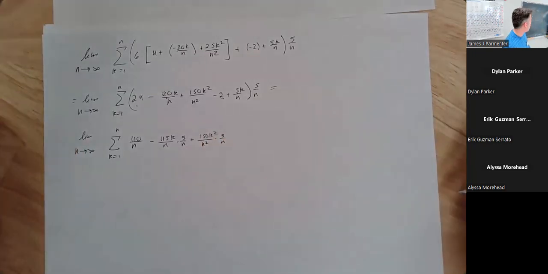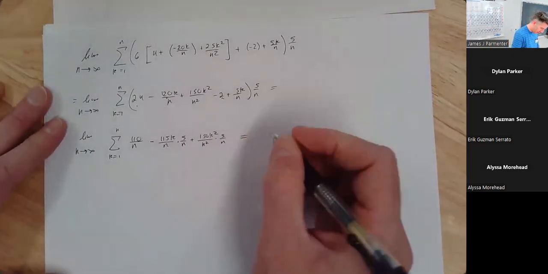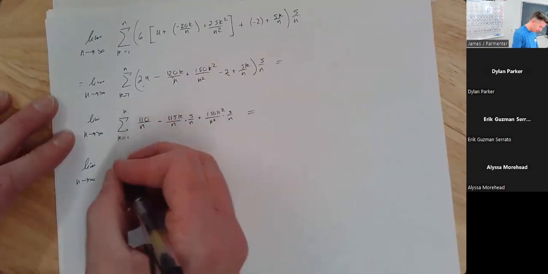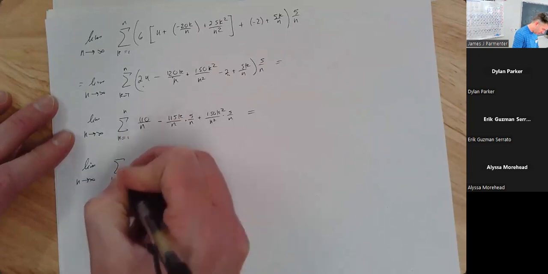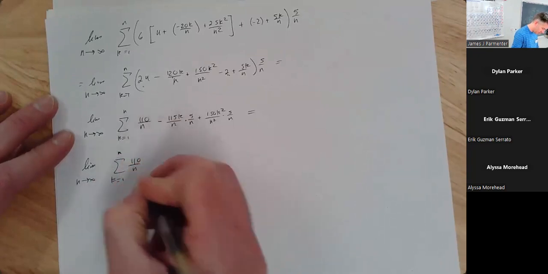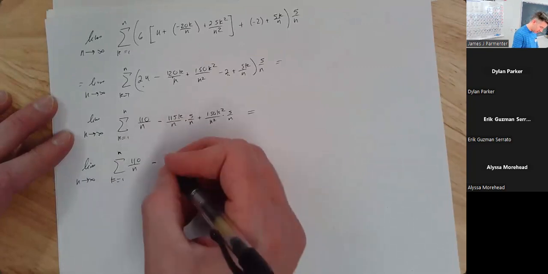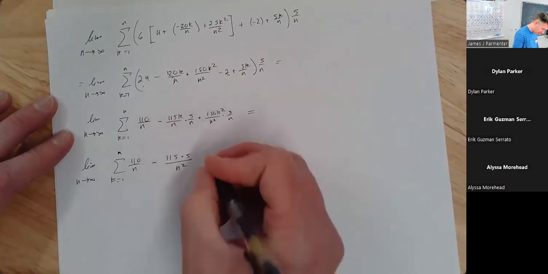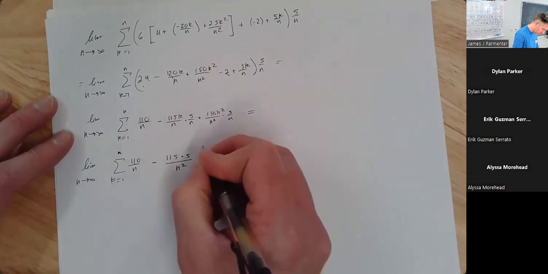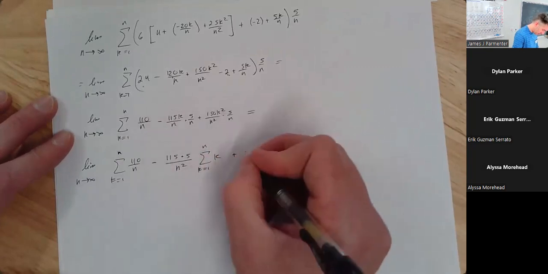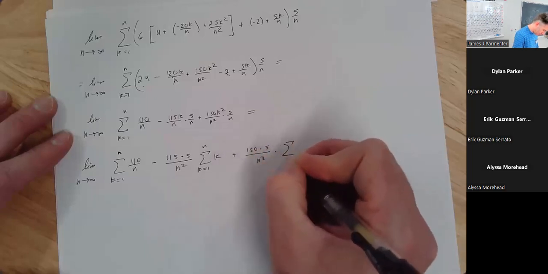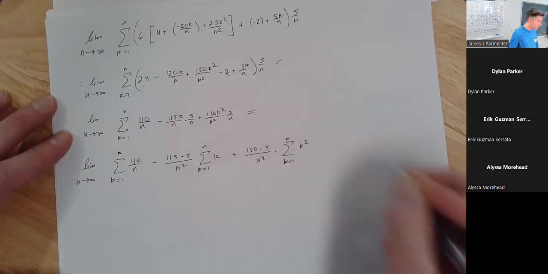I don't want to multiply those out. You know what? I don't have to. I can be smart about this. I'm going to break this apart as the limit as n goes to infinity. I'm going to have 3 sums: the sum from k equals 1 to n of 110 over n, minus, pulling out the constants, 115 times 5 over n squared times the sum from k equals 1 to n of k, plus 150 times 5 over n cubed times the sum from k equals 1 to n of k squared.